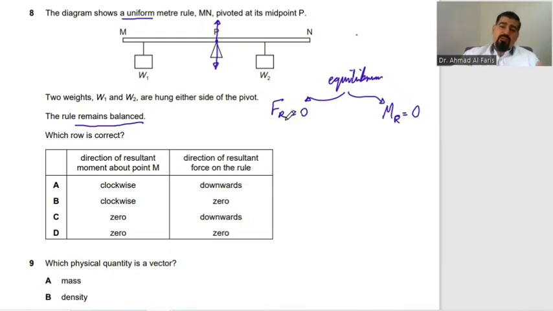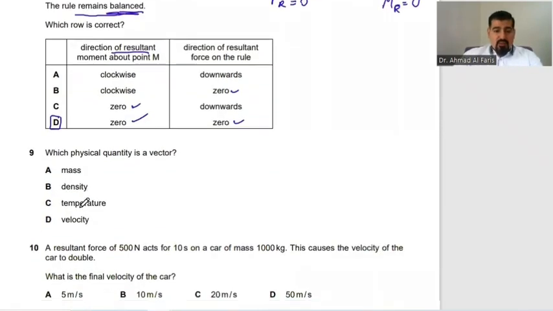That means the forces up and the forces down are equal, so the resultant is 0, and the clockwise moment and the anti-clockwise moment are equal, so the resultant is 0. Which row is correct? Direction of the resultant moment about the pivot: there is no resultant direction. There is no moment actually, so it's 0. And the direction of the resultant force on the meter rule is also 0. There is no upward or downward direction, because the forces up cancel the forces downwards. So it's 0, 0, because they said the word balance. So the answer is D.